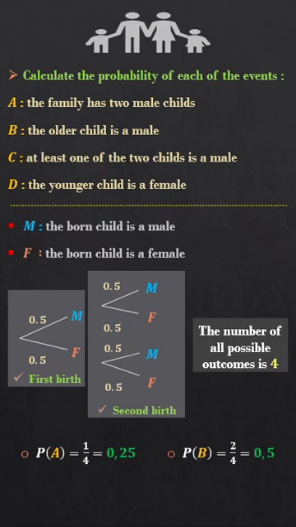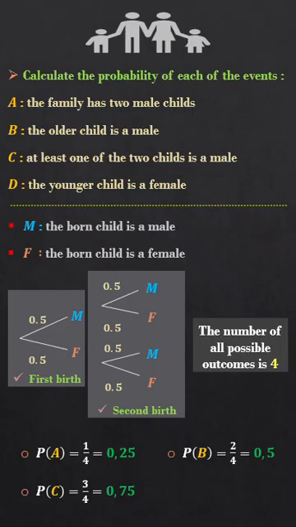Now for the event C, in which at least one of the two children must be a male. We notice from our tree diagram that there are three paths that fit this event, which means three possible outcomes that fit this event. Therefore the probability of the event C, P(C), equals 3 over 4, which equals 0.75.